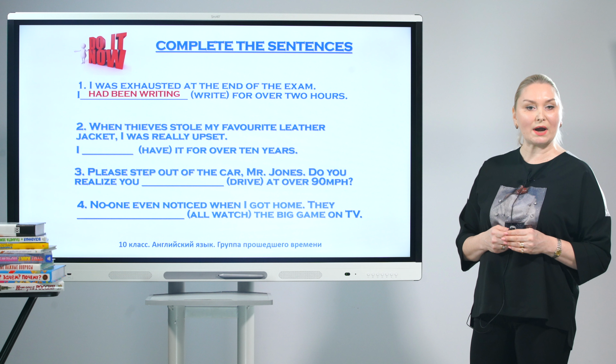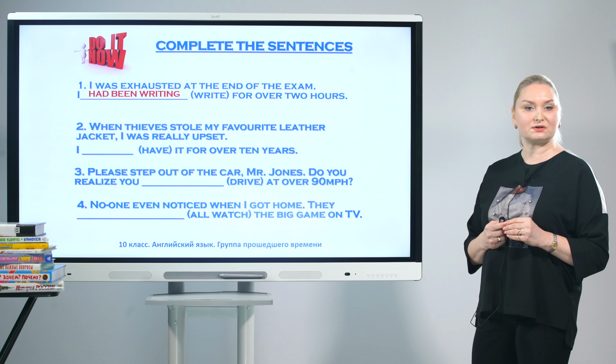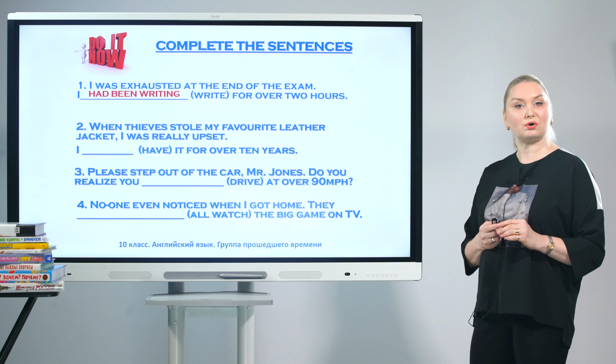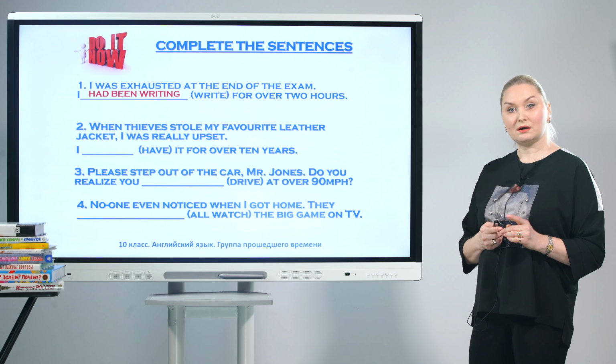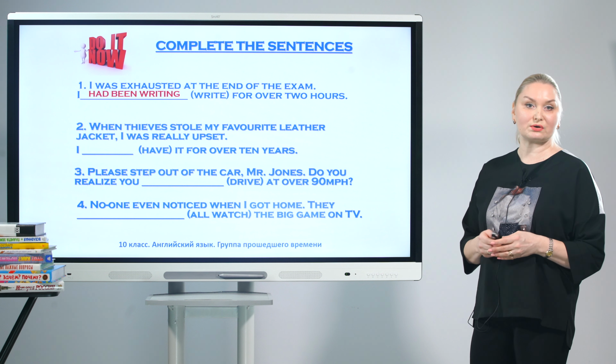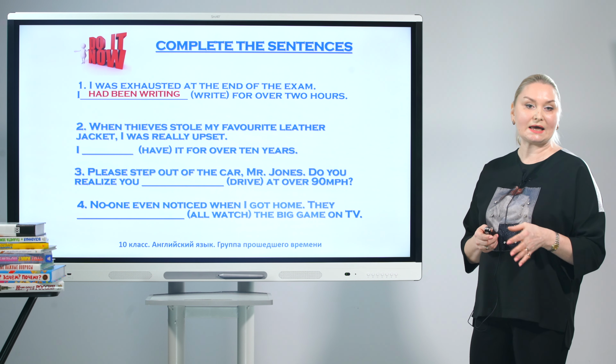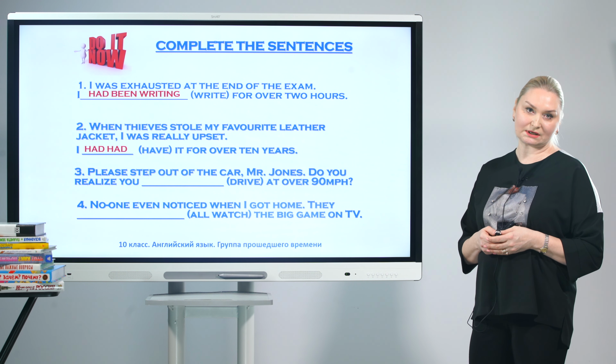The next, when thieves stole my favorite leather jacket, I was really upset. So, and I eat for over 10 years. That's the past perfect, of course. We have to speak about I had it for over 10 years.